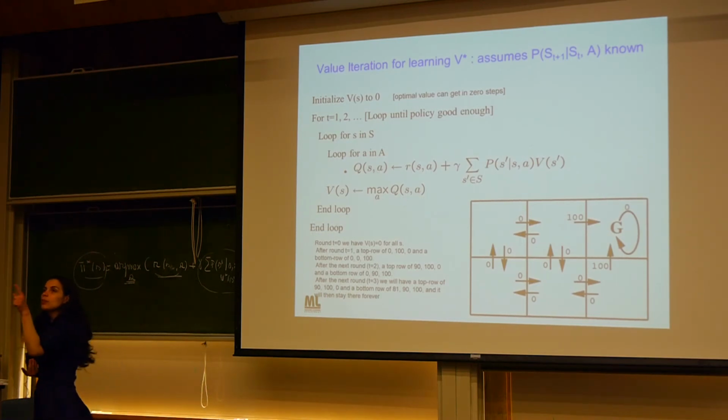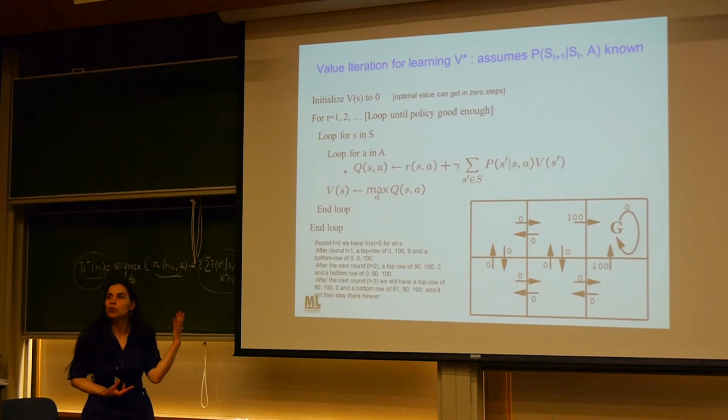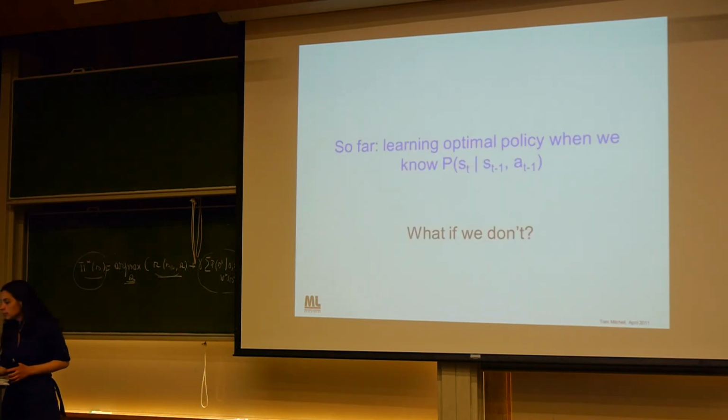Okay, and your name was? Kirti, right? As Kirti was asking, a more interesting case is when you actually don't know these quantities. When I don't know the reward function or the transition probabilities, what can I say then?